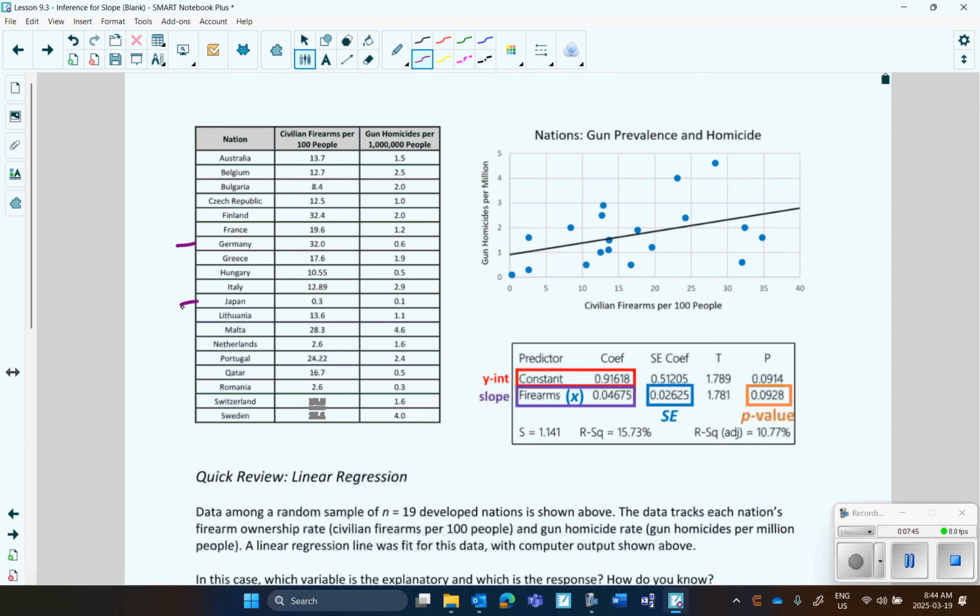So what's the best way to visualize all this data? Put it on a scatter plot. We use scatter plots to analyze the relationship between two quantitative variables. And from that, we can put in a least squares regression line.